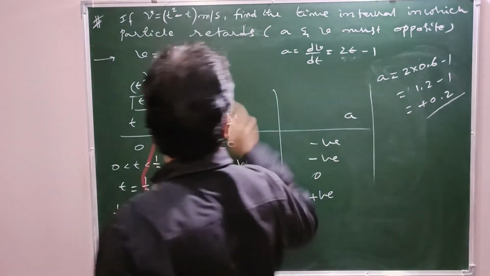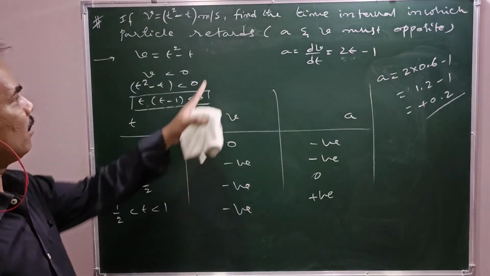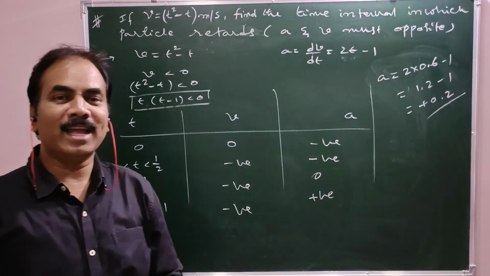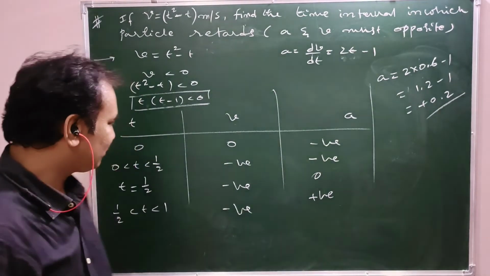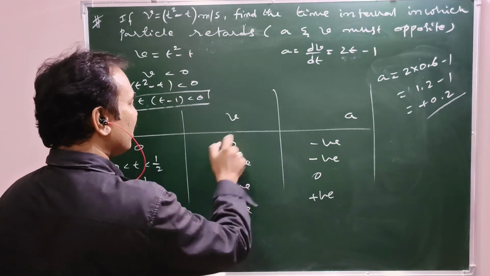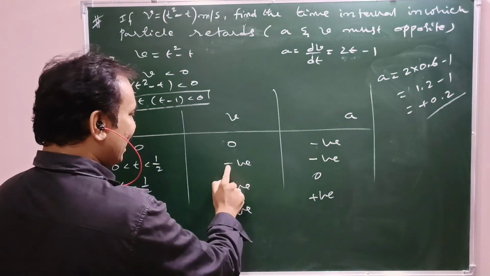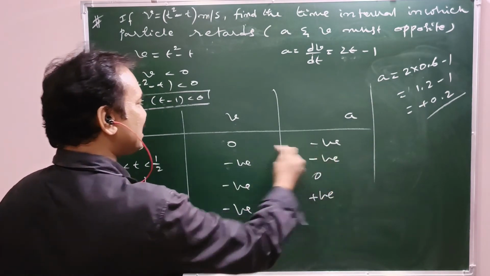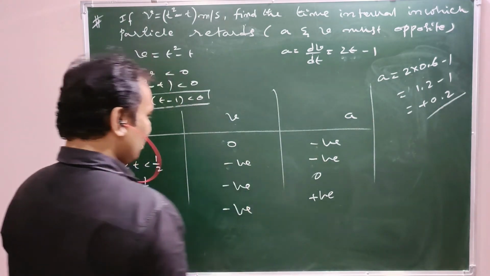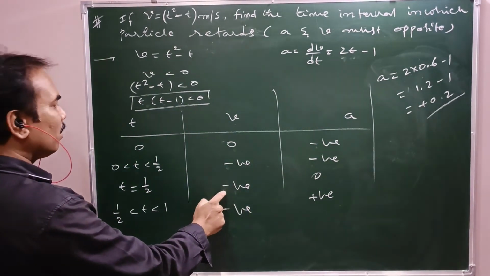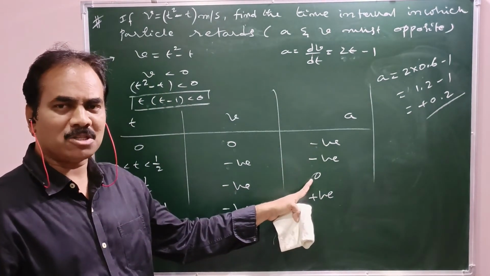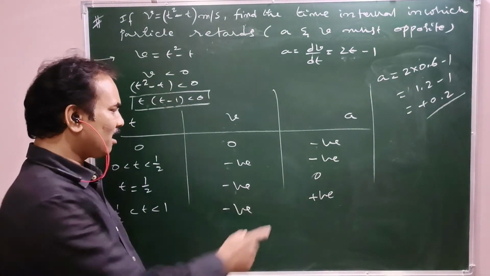Now the question is to find the time interval in which the particle retards. Particle retards in the sense both a and v must have opposite sign. See here, 0 and negative. 0 means neither positive nor negative. But here negative, here also negative, means both have the same sign, so this is acceleration, not retardation. In the third case, velocity is negative, acceleration is 0, neither positive nor negative, so this is also ruled out.